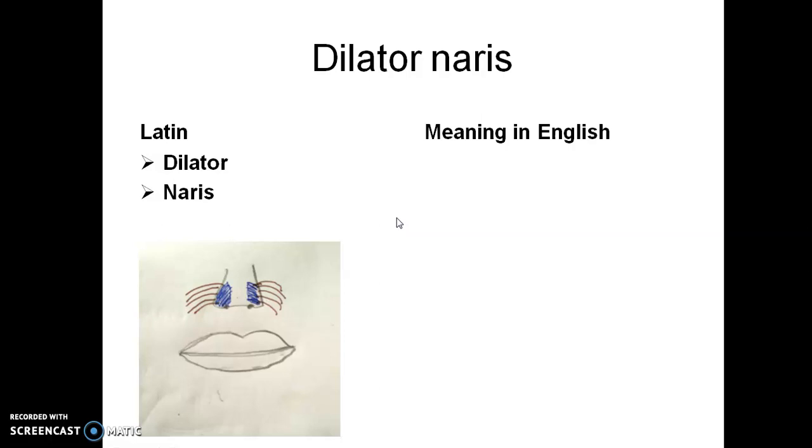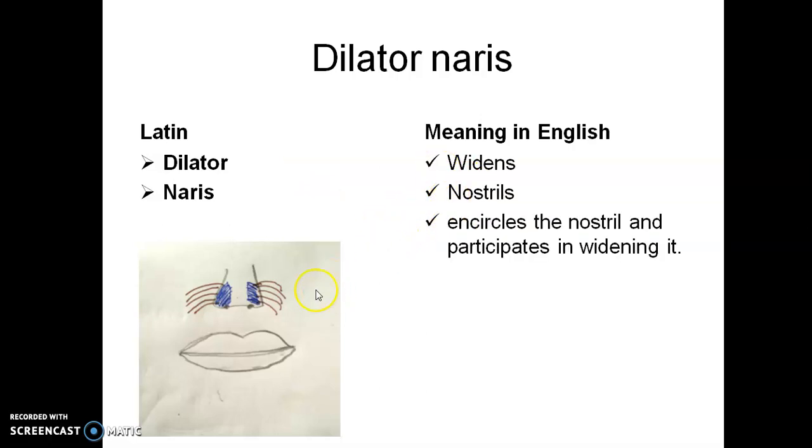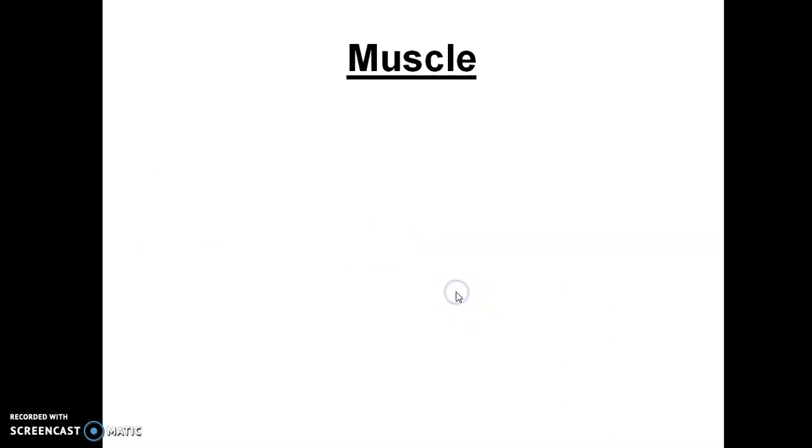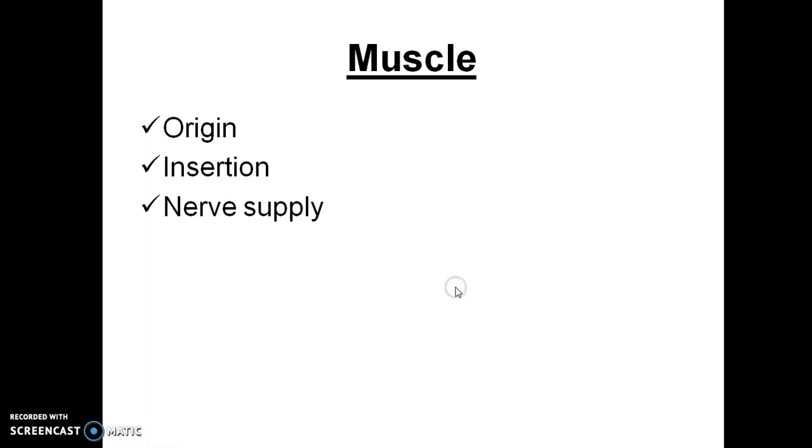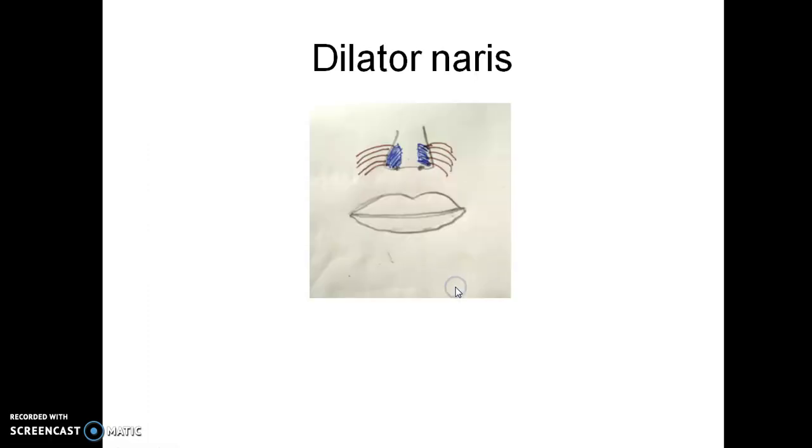Coming to the meaning of the Dilator naris. Dilator means widens or widening. Naris means nostril, so it will widen the nostril, therefore it's called like that. This muscle encircles the nostril area and participates in widening it. So the muscle will be dealt under the following headings: origin, insertion, nerve supply, and its action.